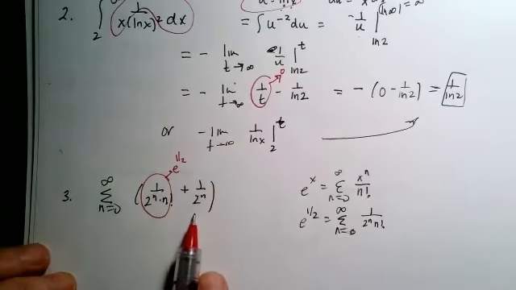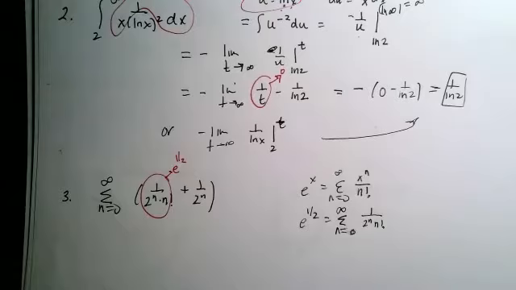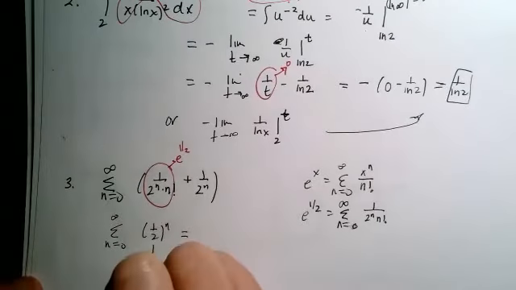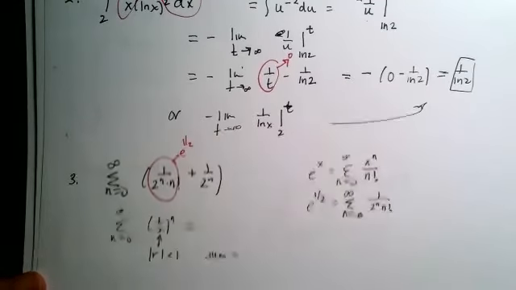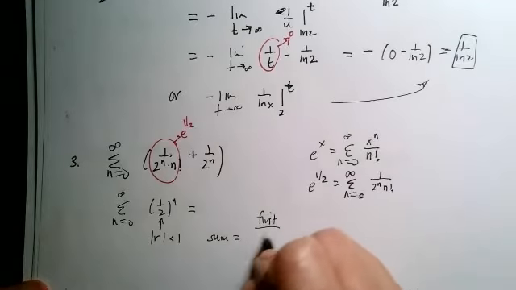Okay, the second one is definitely a geometric series, but we just want the sum. Do you remember how we get the sum? I can write that as 1/2 to the n. Okay, remember we call this the ratio, and if the ratio is less than 1, what's the sum going to be?